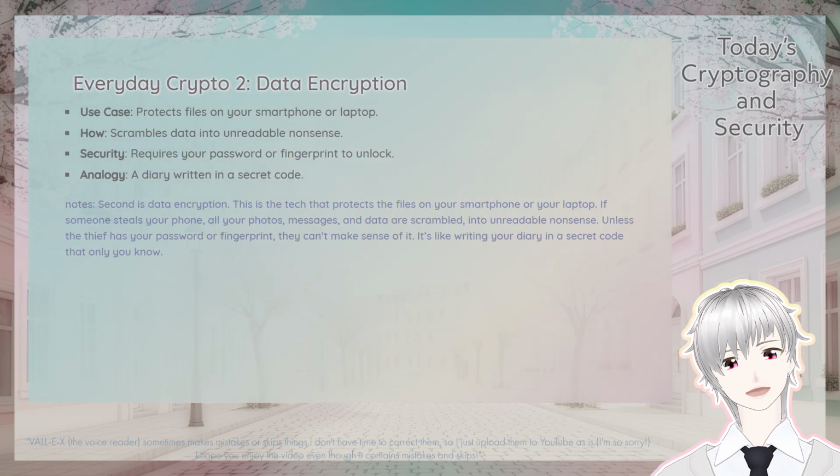Second is data encryption. This is the tech that protects the files on your smartphone or your laptop. If someone steals your phone, all your photos, messages, and data are scrambled into unreadable nonsense. Unless the thief has your password or fingerprint, they can't make sense of it. It's like writing your diary in a secret code that only you know.